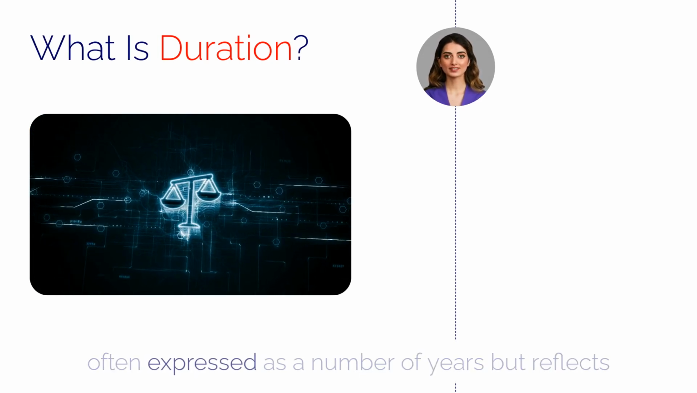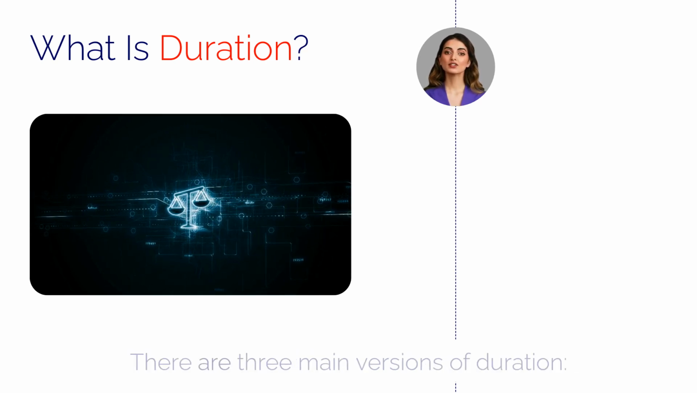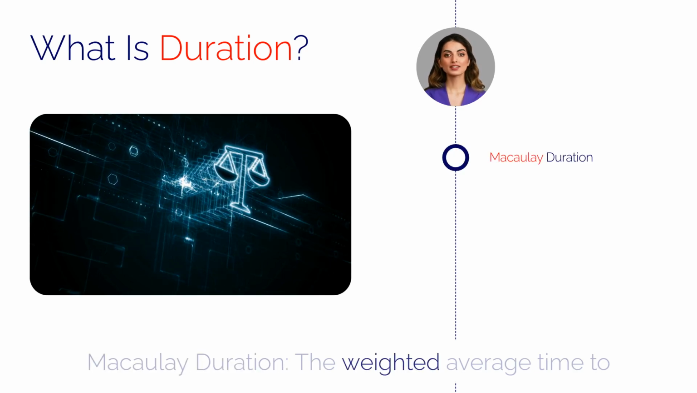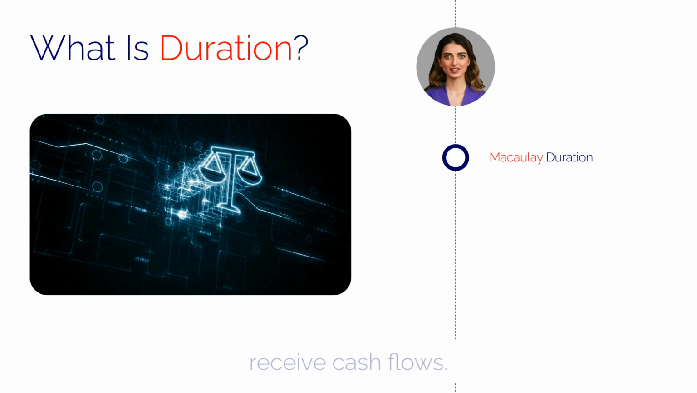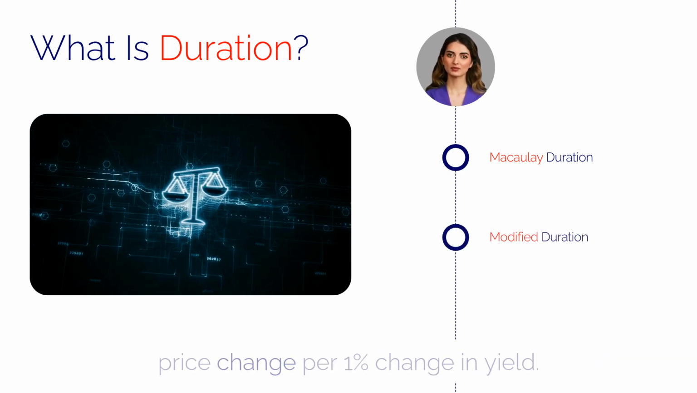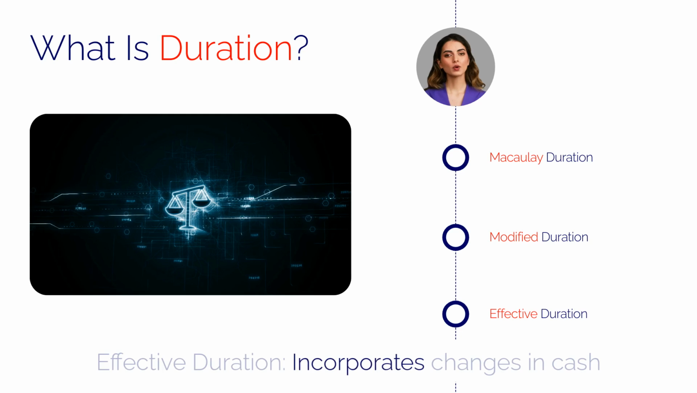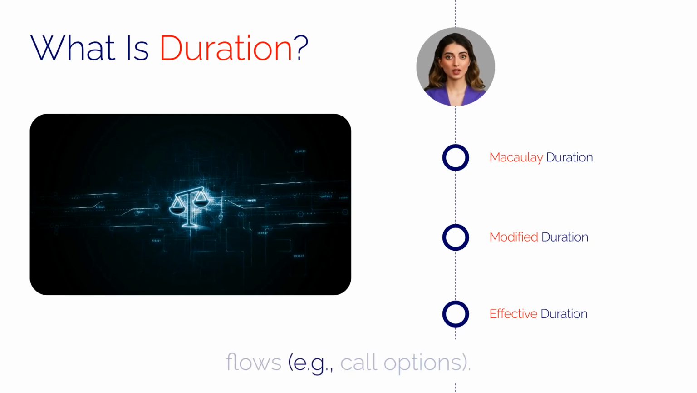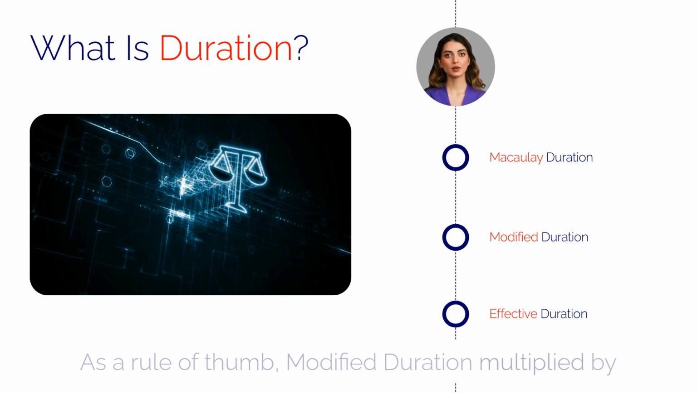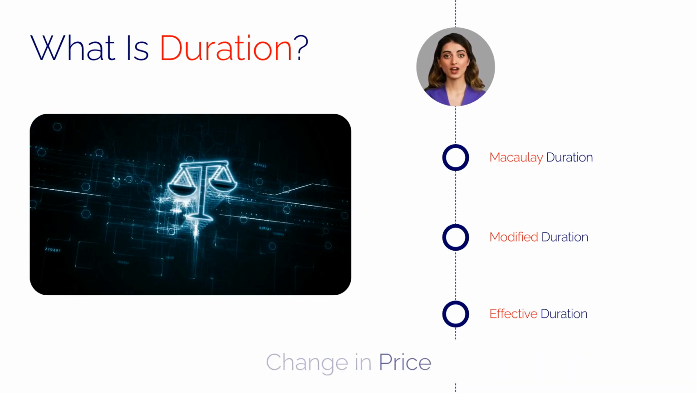It is often expressed as a number of years but reflects sensitivity, not time. There are three main versions of duration. Macaulay duration, the weighted average time to receive cash flows. Modified duration, adjusts Macaulay to show the percent price change per 1% change in yield. Effective duration incorporates changes in cash flows, for example, call options. As a rule of thumb, modified duration multiplied by the change in yield is approximately the percentage change in price.